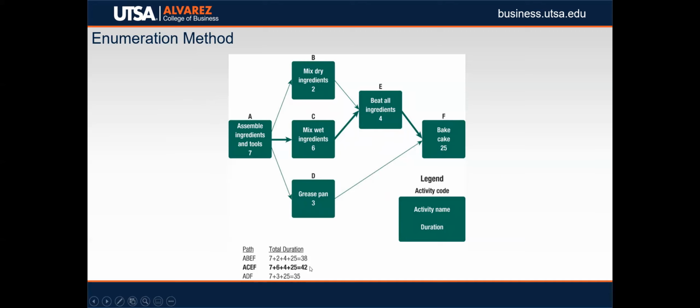Remember the definition of critical path. It's the longest duration through a project network diagram, which is 42. So this automatically tells you another way of determining what your critical path is.